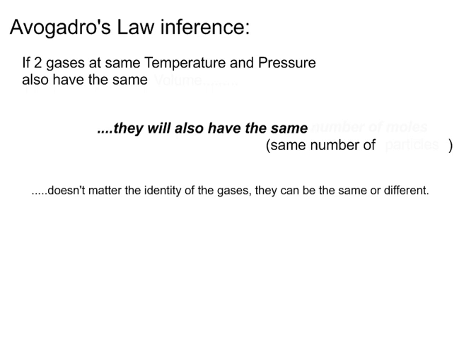The inference we can make from this law is that if two gases that are at the same temperature and pressure also have the same volume, it stands to reason that they will also have the same number of moles, which really means they'll have the same number of particles. It doesn't matter if they're the same gas or different types of gases: if the two gases are at the same temperature and pressure and they have the same volume, they will also have the same number of particles.